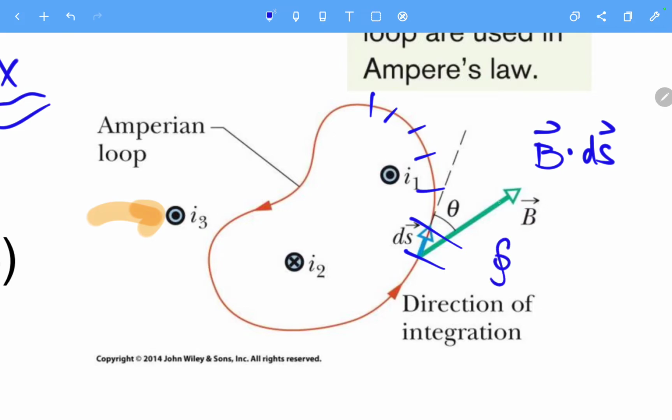You can regard this as the sum of Bi dsi, and the line integral means you add all those B dot ds inner products together. Of course, the number of terms tends to infinity, so every segment is infinitely short.